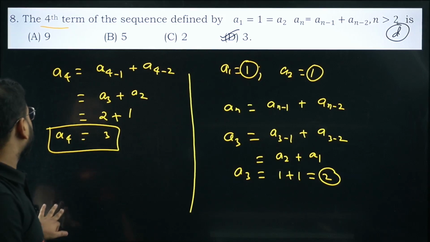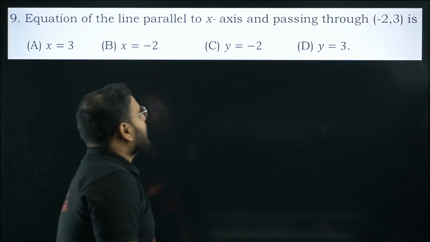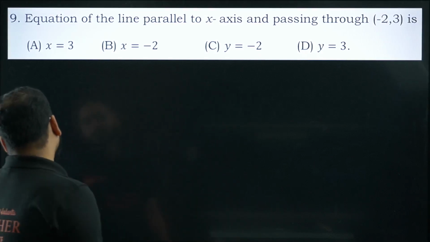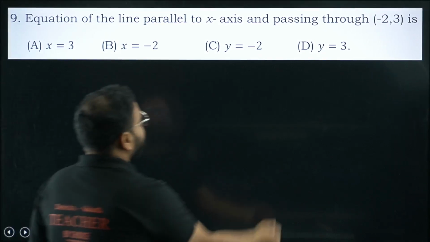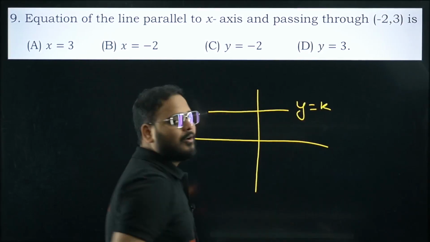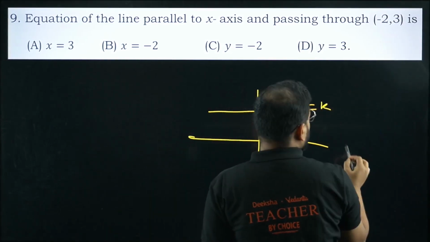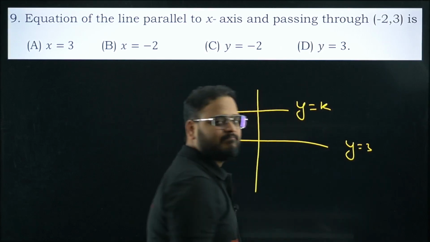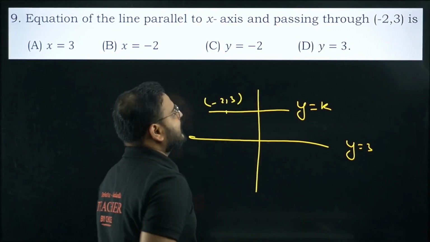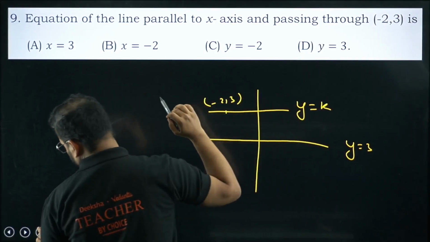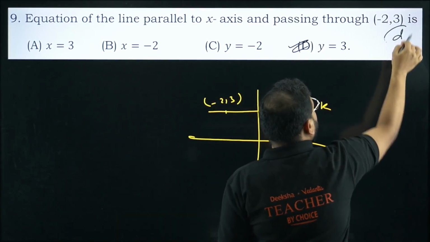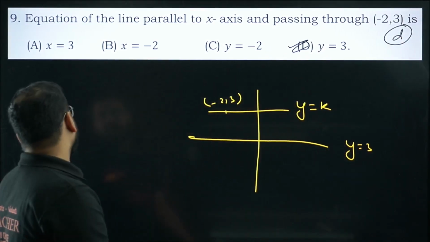Let's move on to question number 9. Equation of the line parallel to the x-axis and passing through this particular point. Think about it. Parallel to the x-axis means y equals a constant, right? K. What's that going to be over here? 3, no? It means y equals 3 is that line. The point is minus 2 comma 3. So option number D is correct. A very simple question. All of you agree, right? Let me know your thoughts in your comment section.